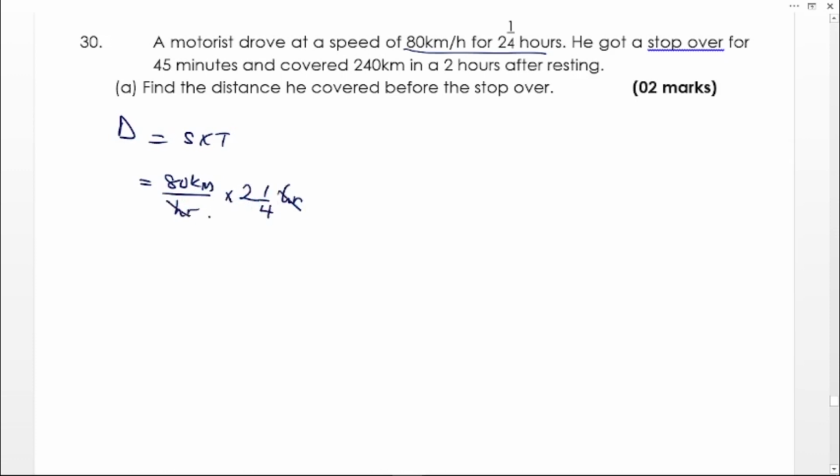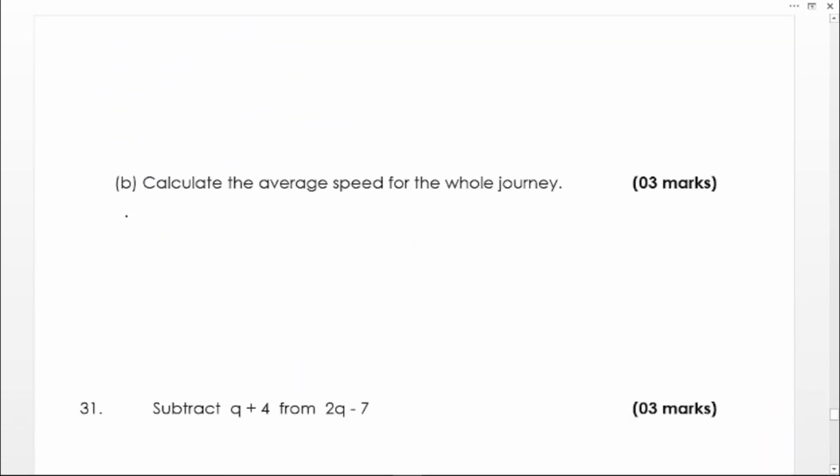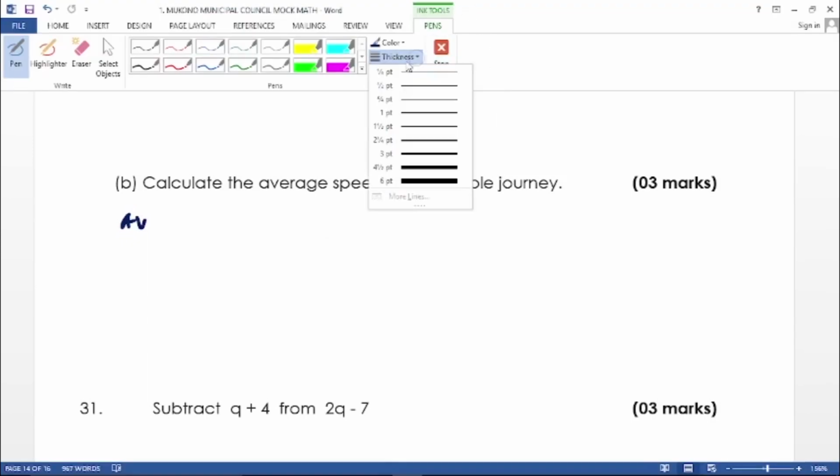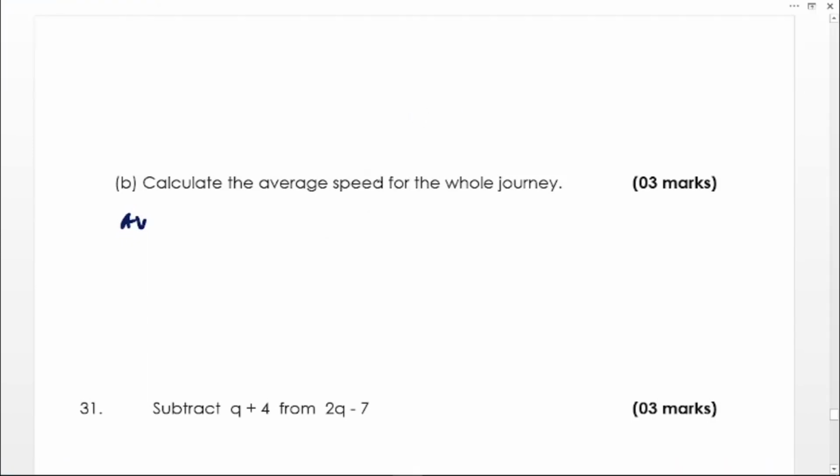So hours, we go with hours. So we are having 80 kilometers times 4 times 2, 8 plus this one, 9 out of 4. By 4, 1, by 4, 20. 20 times this one, we are getting 180 kilometers. So that is the distance he covered before resting. So, thickness is too big. Let us use this one.